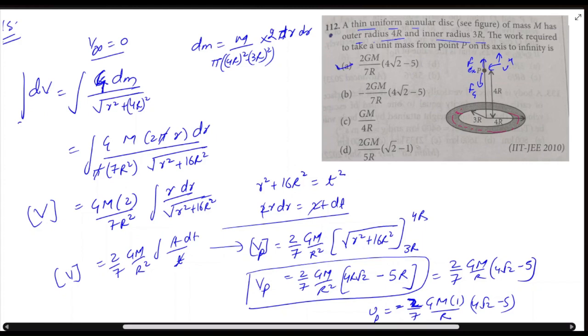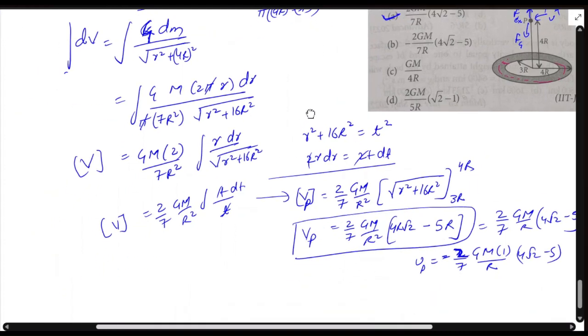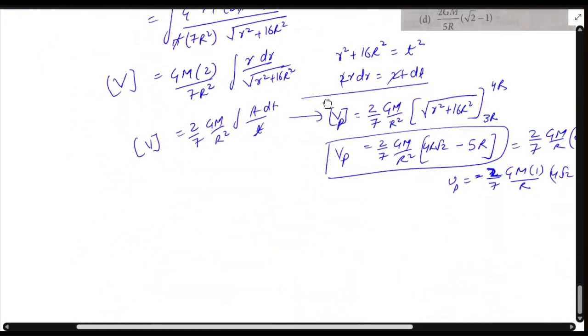So which option will be correct? A will be the correct option. It has asked for the work required, so the required work will be positive. We have to apply a force against this gravitation, so we have to do work on this particle. So it will be positive, right? So let's move on to our 16th question.